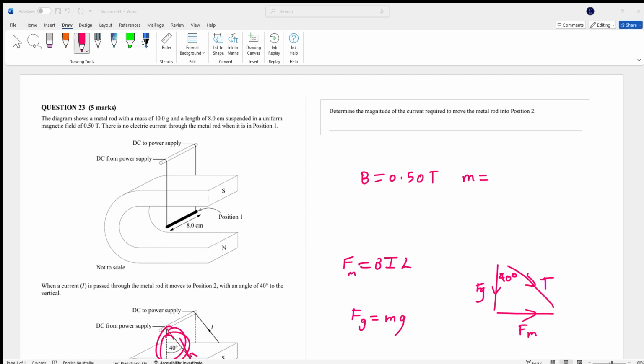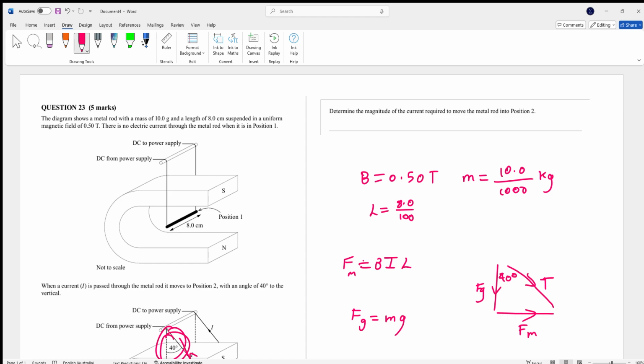I've just loaded up a different page here by accident. Sorry, don't know if you could see that. So here for mass, we'd have to write 10 over 1,000 to convert it to SI units. Now here, you've also got the length, which is in centimeters. So you have to divide that by 100, because there are 100 centimeters in a meter. So length is 8 over 100. This is all we've got at the moment.